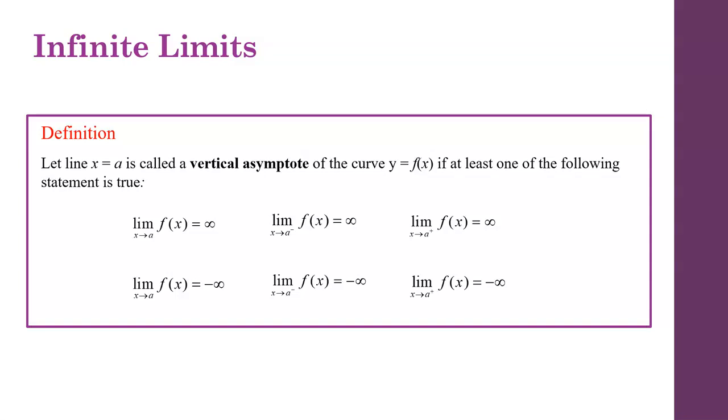So either the limit is infinity, or the left limit is infinity, or the right limit is infinity, or one of those is negative infinity, okay? Or it could be all 3 are negative infinity. But at least one of these 6 facts has to be true for us to say that a line x equals a is a vertical asymptote.